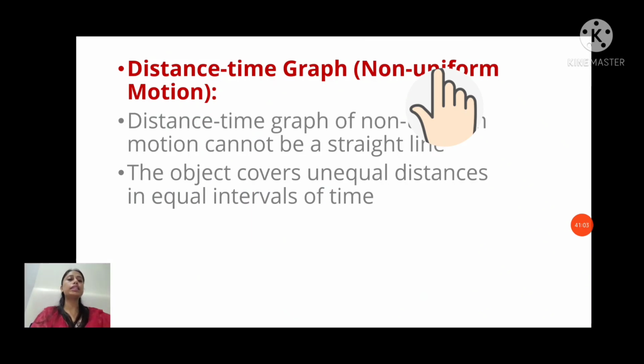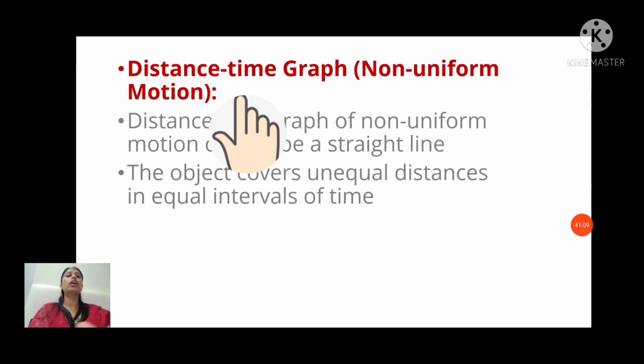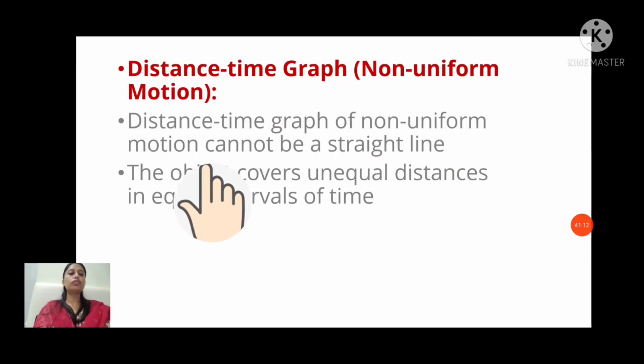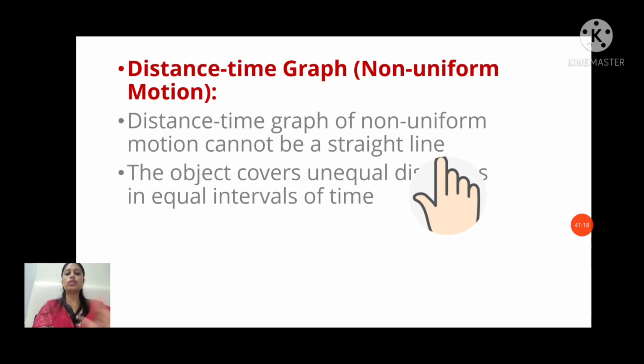That straight line tells you about uniform speed, uniform velocity. Speed and velocity are the same in a distance-time graph; the only difference is about direction. Now, the distance-time graph for non-uniform motion. The distance-time graph of non-uniform motion cannot be a straight line.